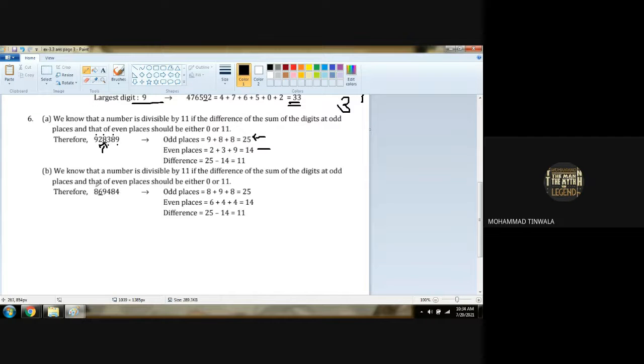Same way, 8-9484. That means odd, odd, and odd: 8 plus 9 plus 8, we get 25 here. So we have to form 14. In the even place, we have 8. So what will be the number that will be missing? The smallest number will be 6. Even place, so again we will get 14. 25 minus 14, we will get 11. 11 is divisible by 11, so the whole number will be divisible by 11. Is that clear?